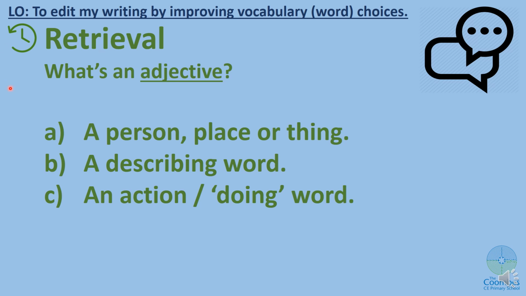Let's start with a retrieval then. So in today's lesson, you will need to know what an adjective is because we will be adding them to our writing. So what is an adjective? Is it A, person, place, or thing? Is it B, a describing word? Or is it C, an action or a doing word? Pause the video, have a little chat to your grown-up before I read the answer.